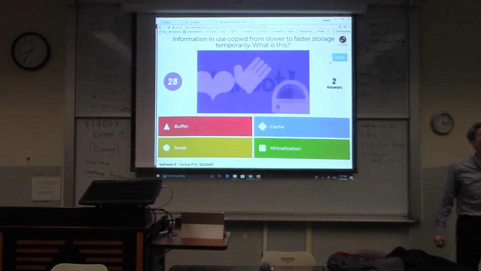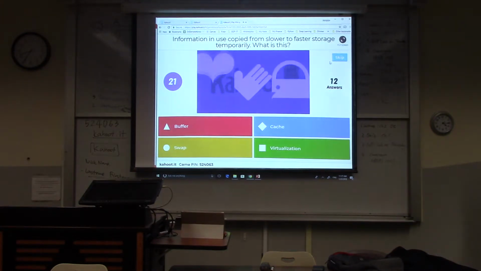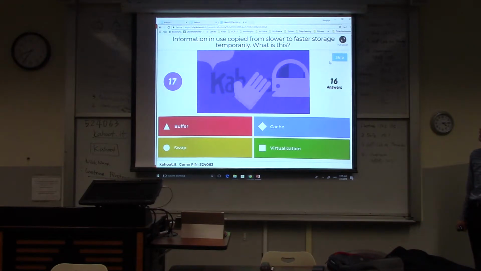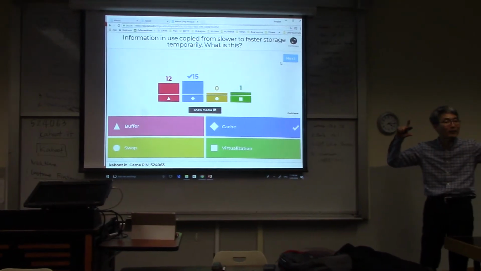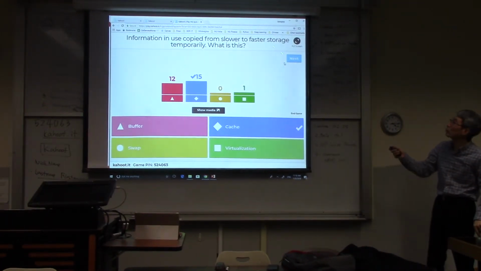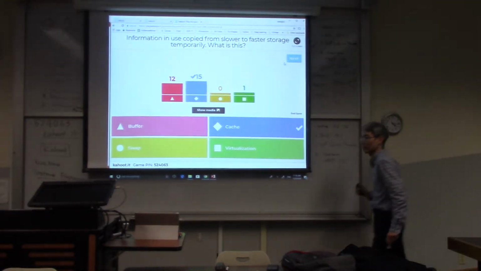Historically, we use this to address the problem of the speed gap. The computer uses it a lot, and even application programs use this mechanism. So what is this? We will talk about swap later, and the buffer is a faster storage. The buffer is useful to reduce the bandwidth gap, okay? That is a buffer. But to reduce the speed gap between storage, we can use the memory, or even the L2 cache, and so on. So that is a cache.